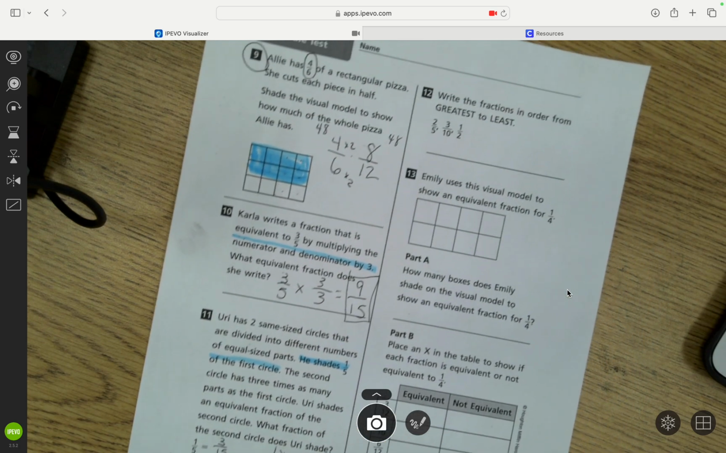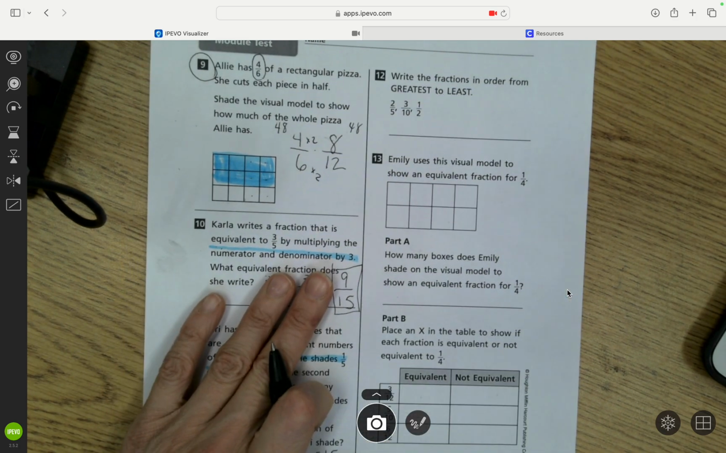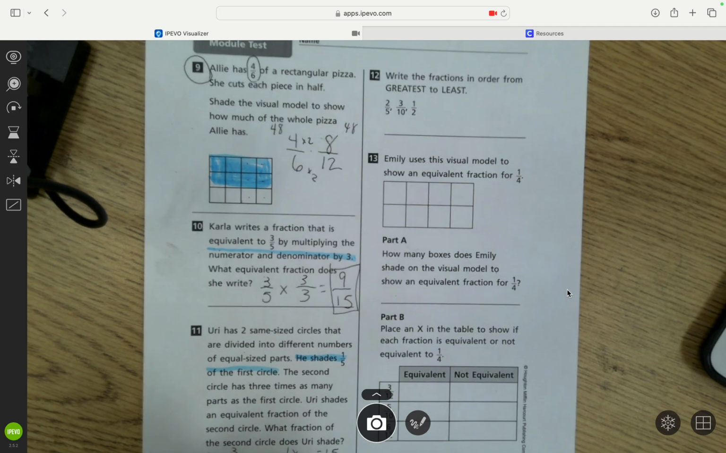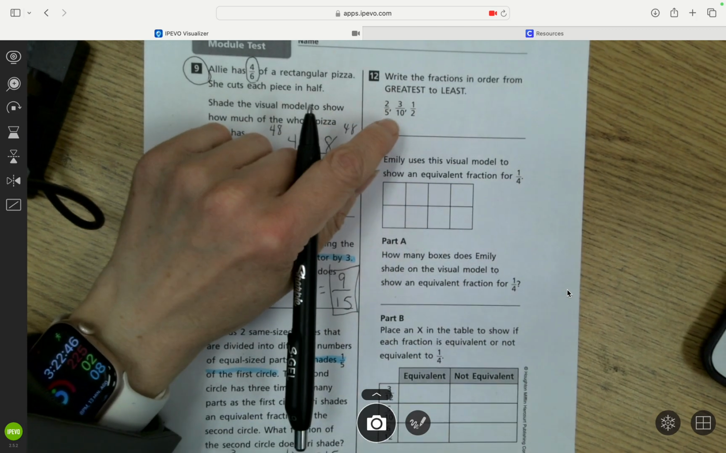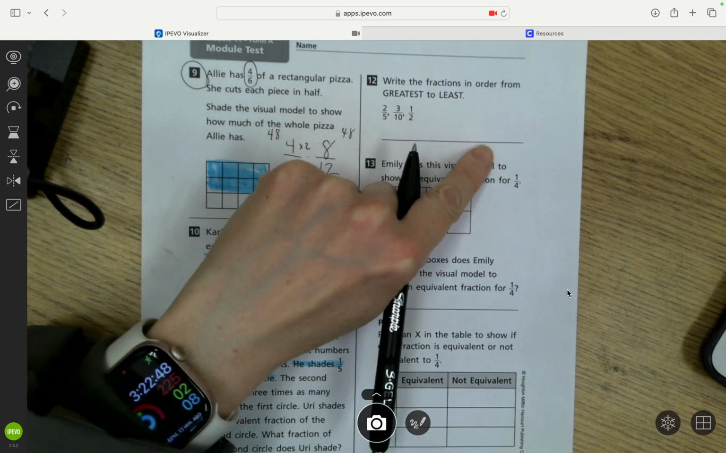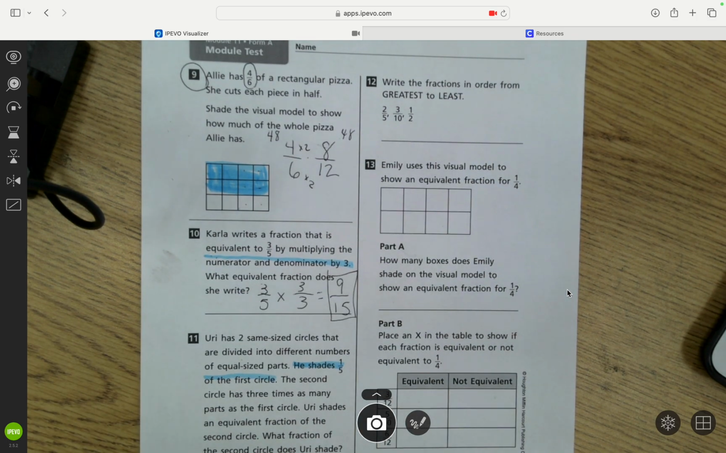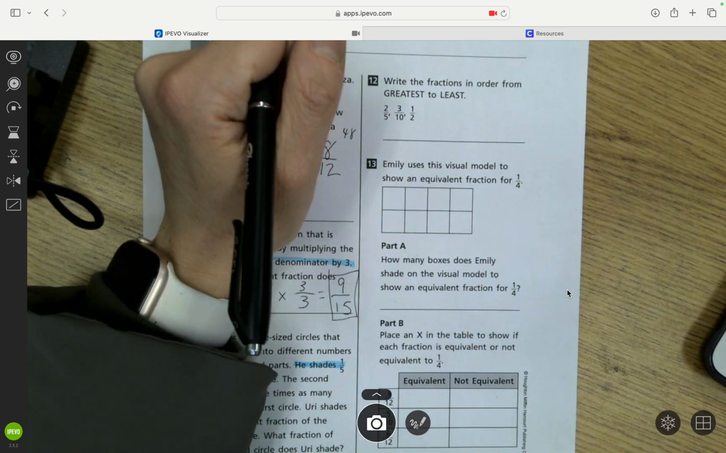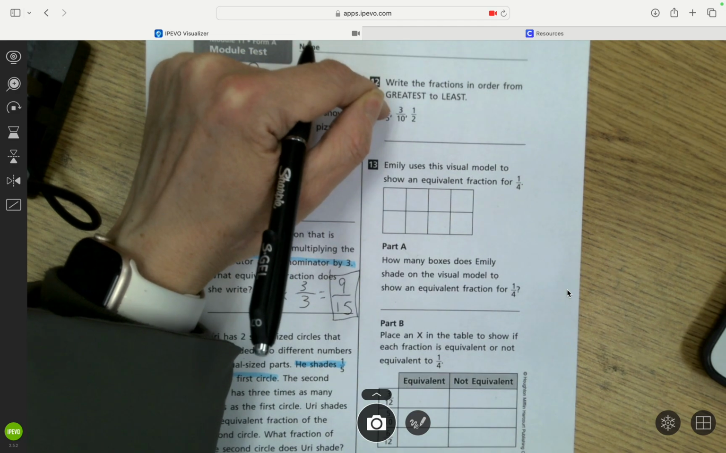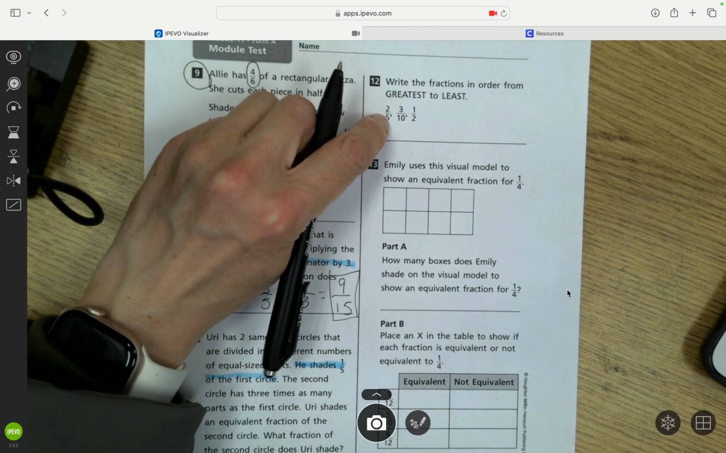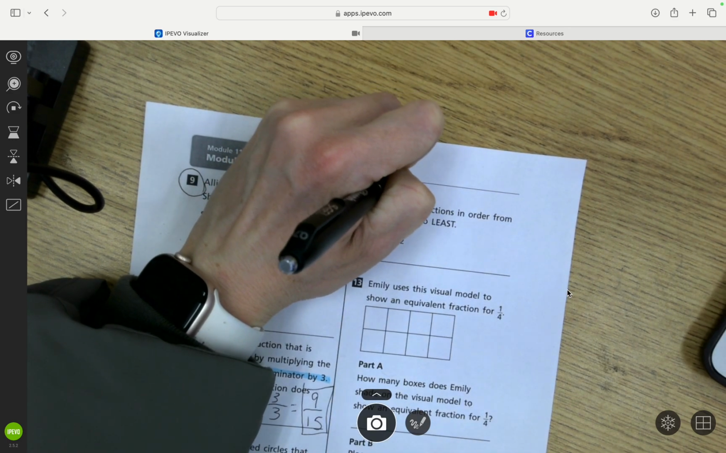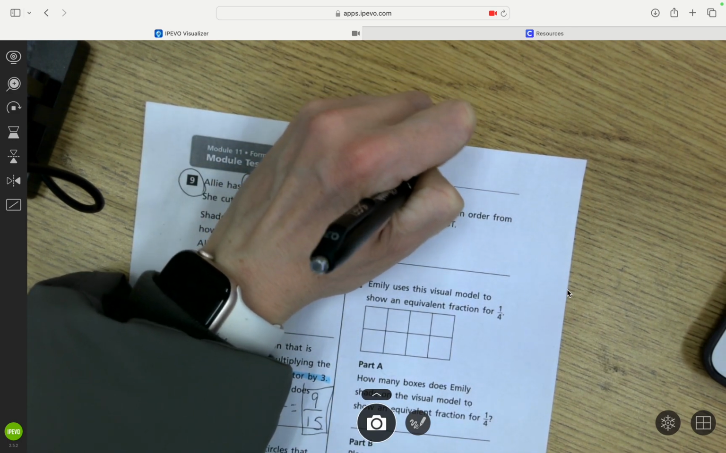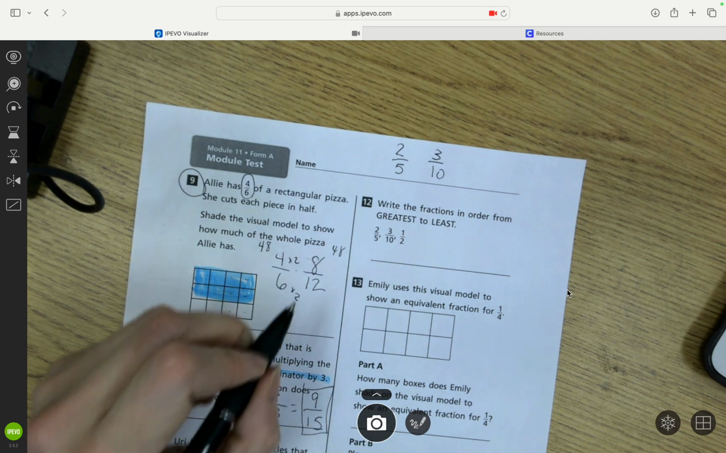Okay, now, write the fractions in order from greatest to least. This is interesting. So, we need to put them in order from the biggest, the greatest, to the smallest, the least. So we need to compare, and we can use cross multiplication to do that. So, let's compare 2/5 and 3/10. So we're going to write it up here. Let's figure out which one is larger.